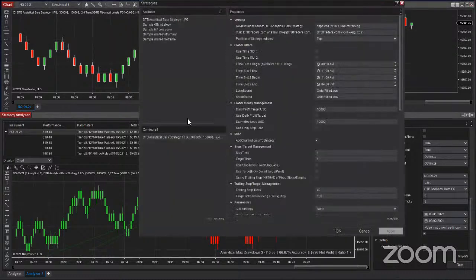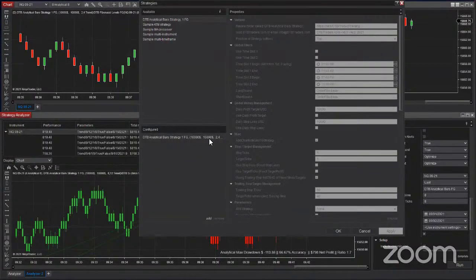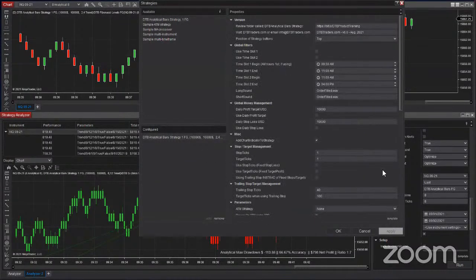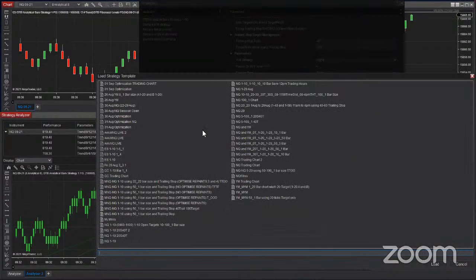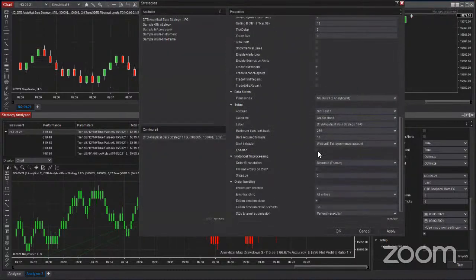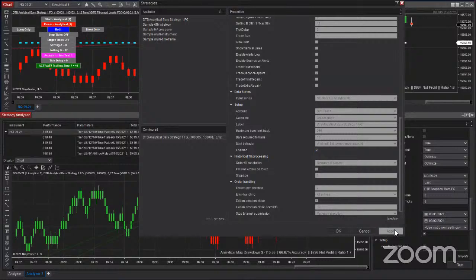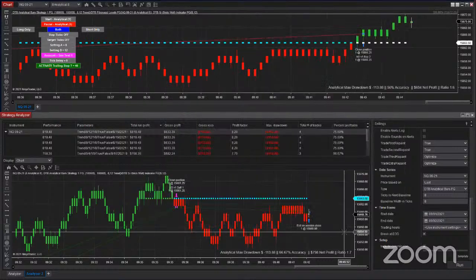So I took a bit long to do this, so I'm going to have to run optimization again. But anyway, we will just do that. So template, load, trading chart, load, and enable. Enable, NinjaTrader, apply, and okay.